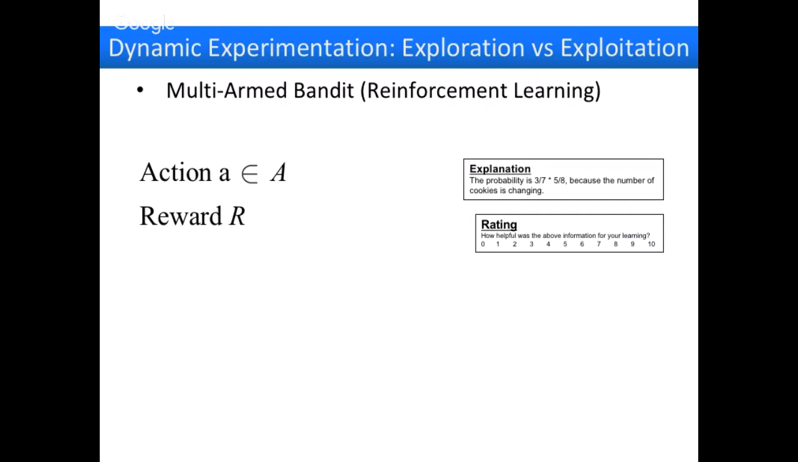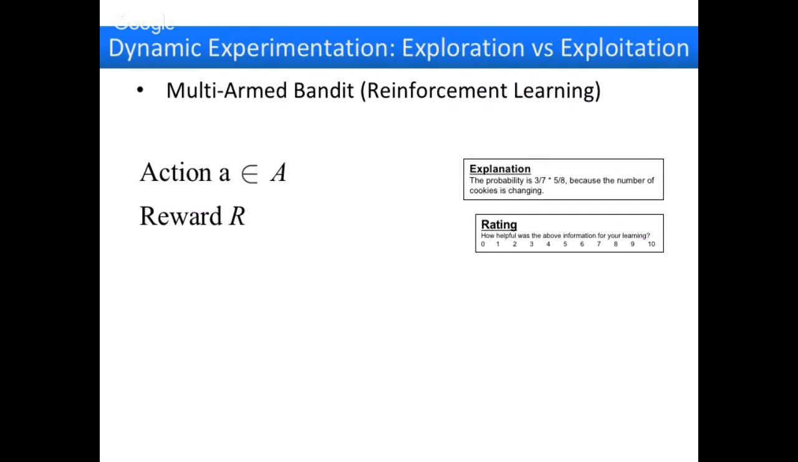Exploitation means I tried some explanations out and I saw this one looks like it's rated higher than that. Let me exploit that knowledge by giving everyone the highly rated explanation. So that's why Facebook is doing it. Because they don't just want to run experiments for fun. They want to run experiments to figure out what's working, but they don't want to give the interface that people don't like a lot any longer than they have to. As soon as they see that an interface change is popular, they want to roll it out really quickly. So that's why they use these multi-arm bandit algorithms.